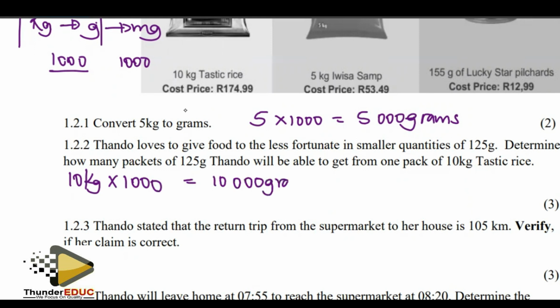So we ask ourselves, he has 10 kg, but the small containers where he's going to pack cannot take 10 kg. He's going to pack the 10 kg into smaller packets of 125 grams. So the kg has to become grams first. You multiply by 1,000, you end up having 10,000. So these have become grams. If you have 10,000 grams, you want to pack it in small packages of 125, so divide by 125. What answer do you end up having? 10,000 divided by 125 equals 80.